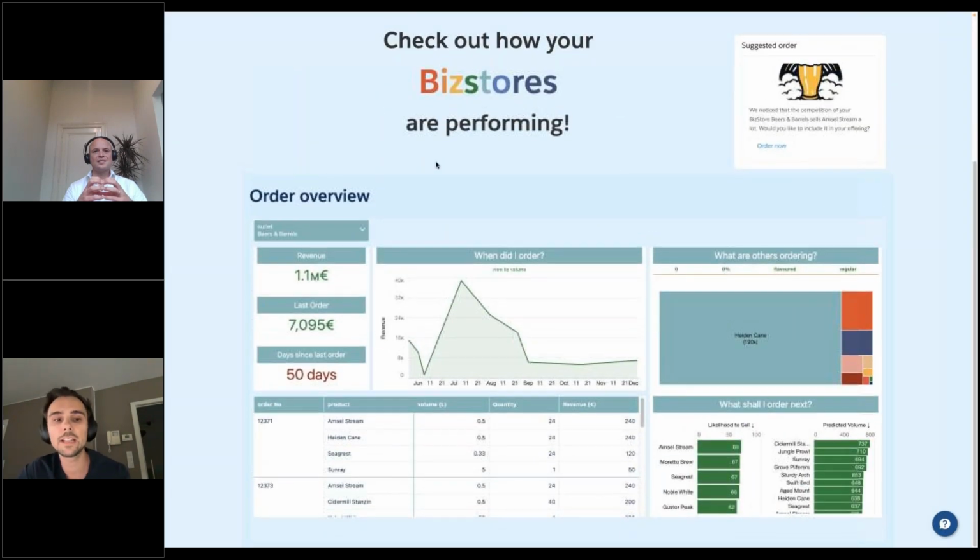So let me take a look how it looks. Order overview. As you can see, it's focused on beers and barrels. I have an overview of my revenue, my last order, and the days since my last order. Again, most companies have this data and these insights. We just need to find a way to expose it in a safe environment.